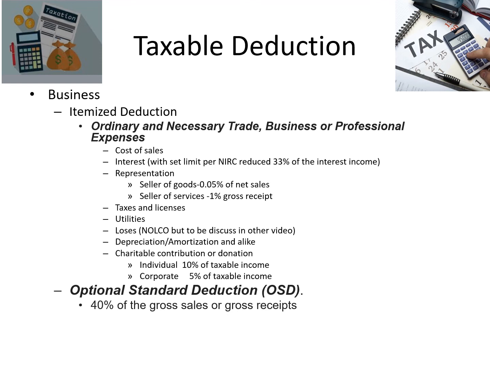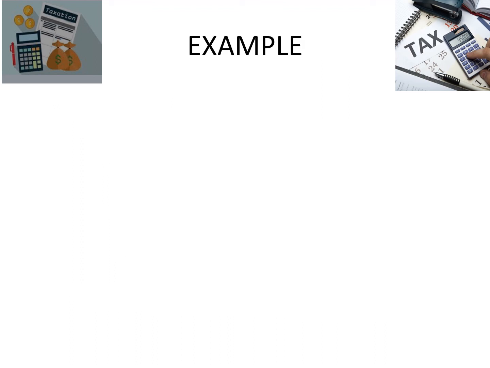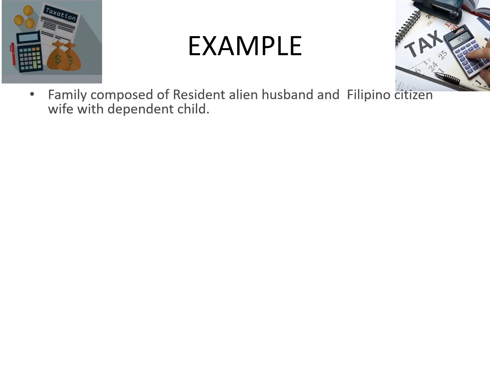Next, there is another option which is the optional standard deduction. If you don't want to elaborate all the expenses that you incur, then you could use the optional standard deduction, which is 40% of your gross receipts or gross sales. Okay, so meaning the 40% is automatically your deduction from taxable income. Okay, so let's now proceed.